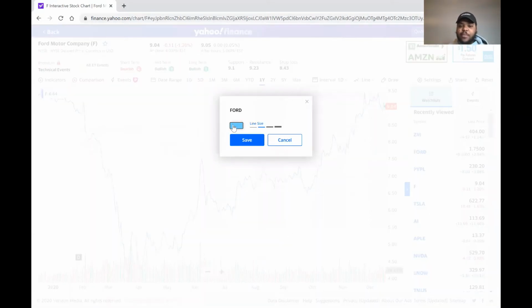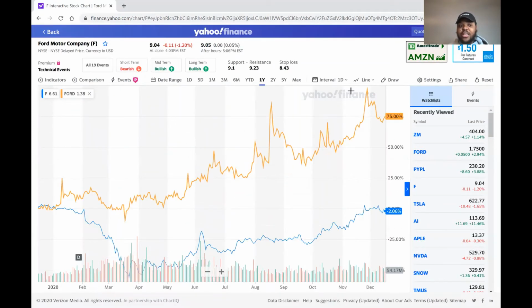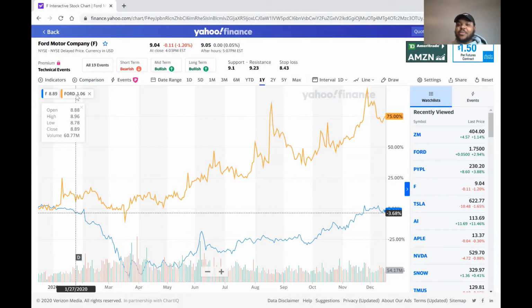You compare the two. I'm going to change this to a different color, and you can see the difference. The difference over the past year: Forward Industries was actually up 75%, versus Ford Motors, which is actually down 2%. So it really depends on which one you were looking to invest in. If you were looking for Ford Motor Company, then you would have lost money in this case, or the other way around, you were looking for Forward Industries, and then ended up getting Ford Motors and lost money that way. You got to be very, very careful about those ticker symbols.